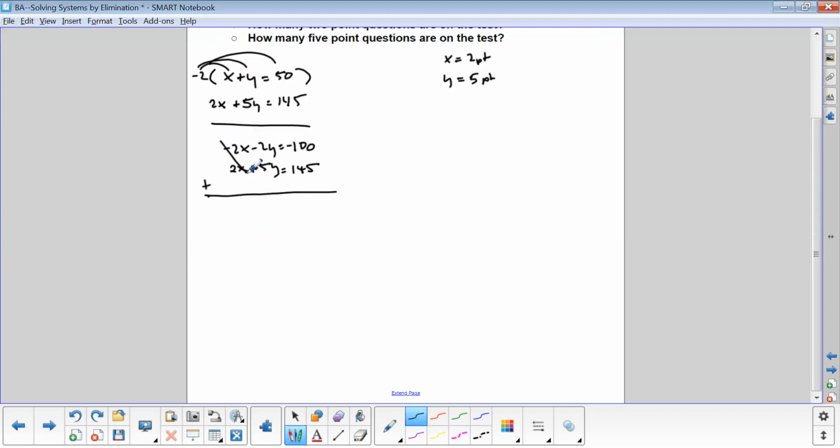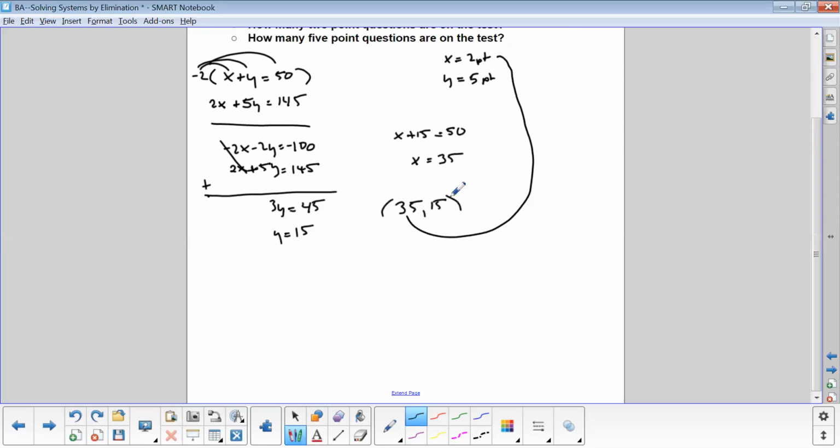So when I add those together, that goes to 0. And this is just 5y, so negative 2y plus 5y is 3y. And this would be 45. So it means y is 15. Since y is 15, I'm just going to substitute back up here. And so x plus 15 equals 50, so x would be 35. So what does that mean? All right, so 35 comma 15 is the solution. There's 35 2-point questions, and there's 15 5-point questions.